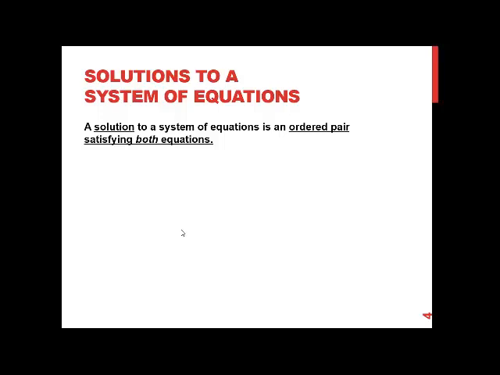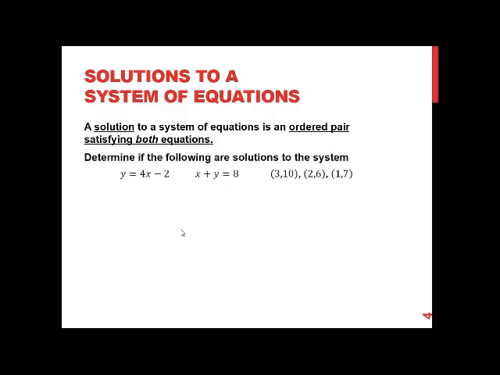A solution to a system of equations is an ordered pair satisfying both of the equations. And we know how to see if an ordered pair satisfies an equation. We just plug the first number in for x and the second number in for y. So let's determine if the following are solutions to the system. Let's look at 3, 10 first. We'll plug this into each of these equations and see if it gives us a true statement.